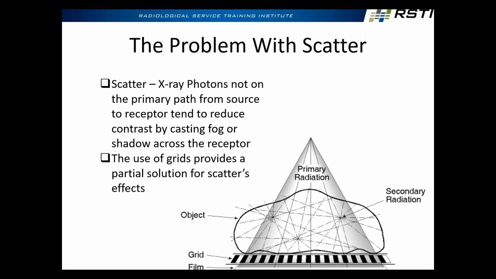So then they came up with the linear grid, and this is what we're looking at here. These black lines represent strips of lead, long strips of lead. So this thing could be maybe 17 inches by 17 inches, or 14 by 17, something like that. You'd have these long strips of lead with long strips of aluminum in between them. The whole idea being that these would allow much of the primary beam through, but any scatter that's being produced would hopefully be absorbed by the lead.